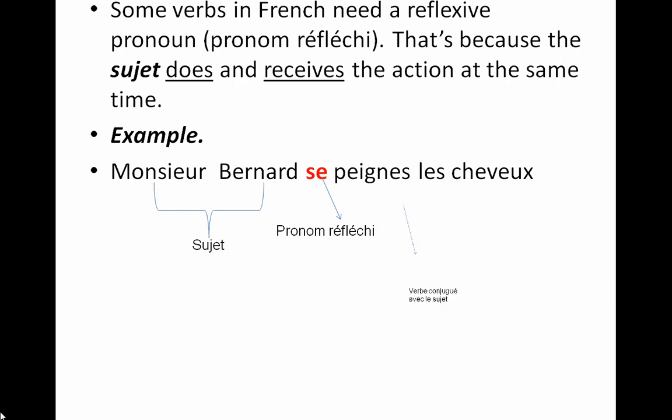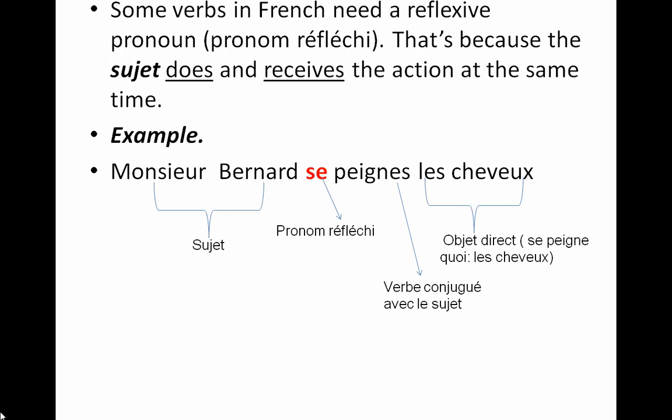And then you have the verb, which is conjugated with the subject. So, je me peigne, tu te peignes, il se peigne. Or I should say, Monsieur Bernard se peigne. That's how you spell it, right? This is third person, singular. And then les cheveux, it's objet direct or direct object. He combs what? His hair.